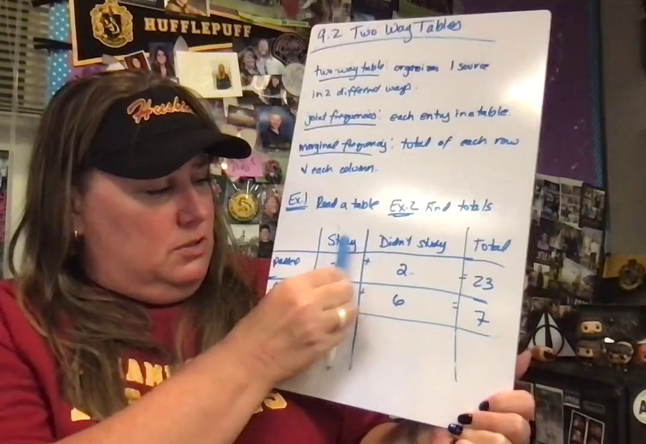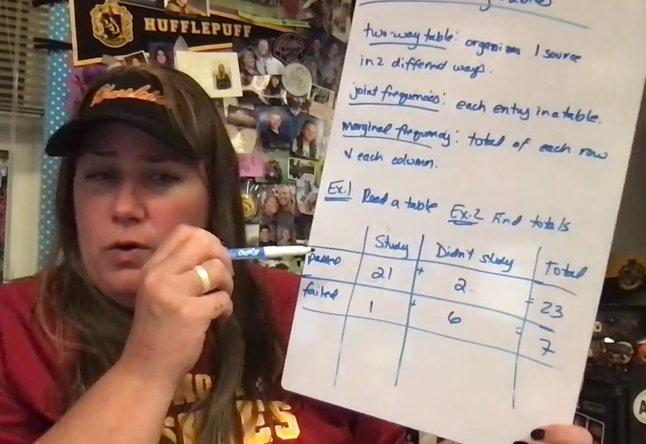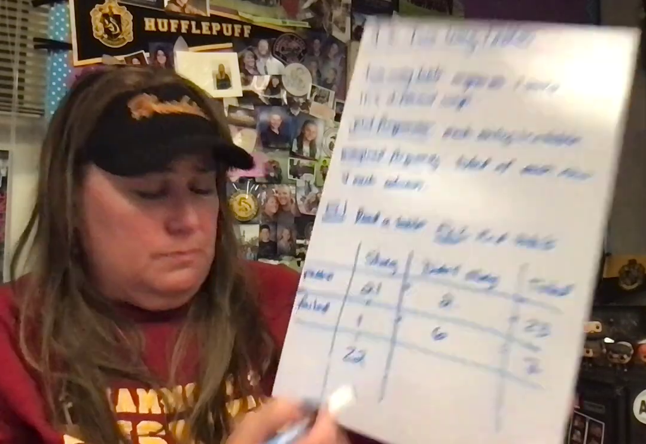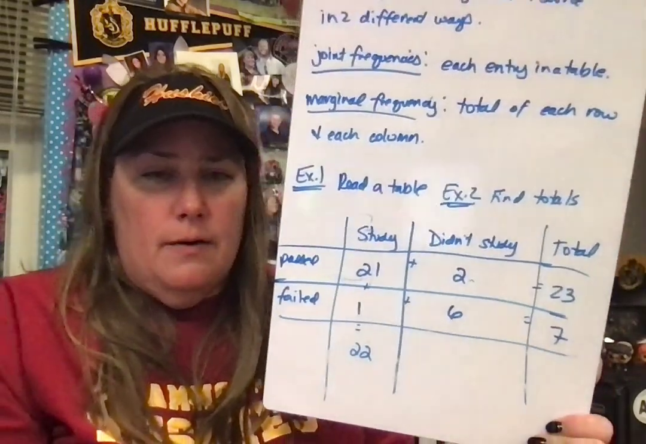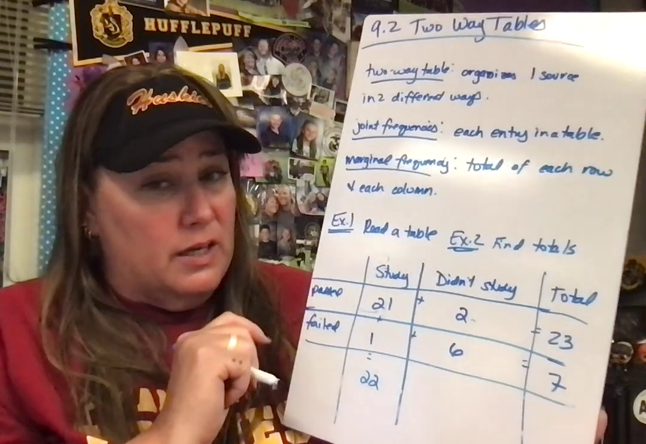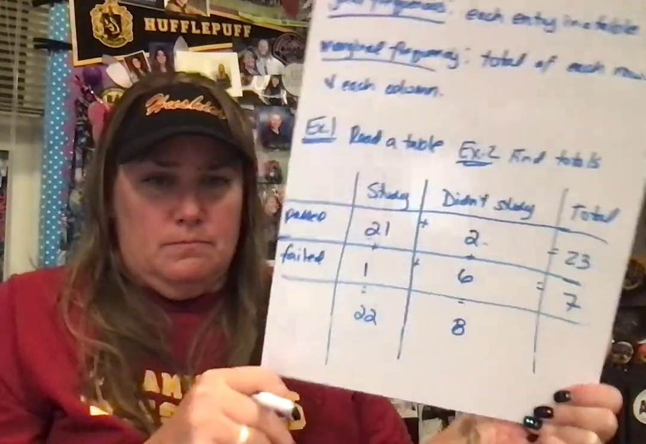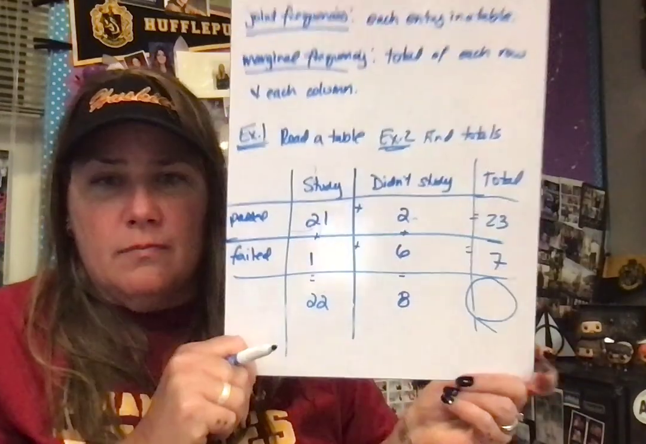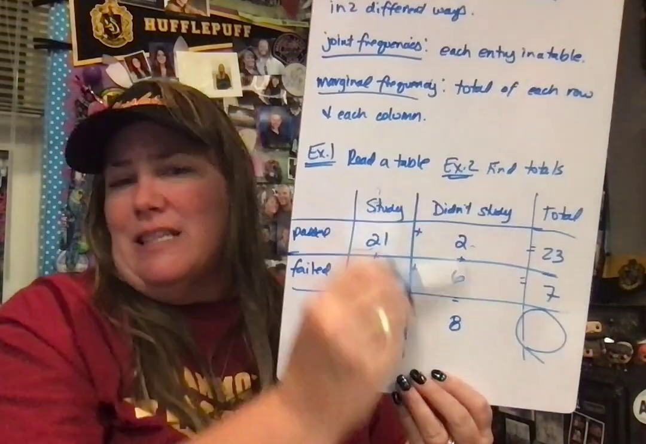Now let's go columns. Okay, so if I want to know the total number of kids who studied for this test, whether or not they passed or failed, it's going to be 21 plus 1, and that equals 22. Should really draw my 2's the same way. And then you do the same thing for the number of kids who did not study, regardless if they passed or failed. So it'd be 2 plus 6, and that equals 8. Now this 1 box right here, that is what we call the grand total, which is the number of kids in this study.